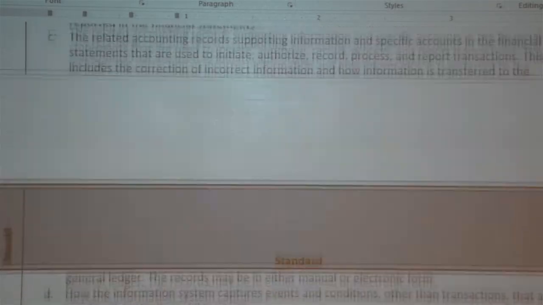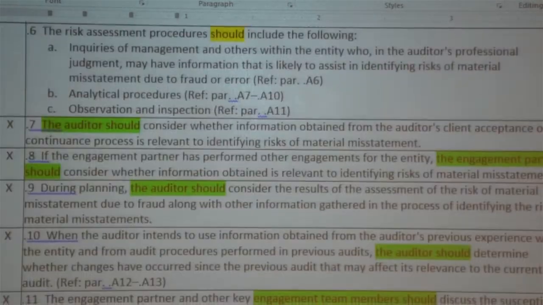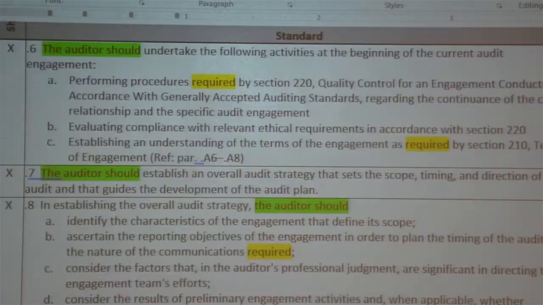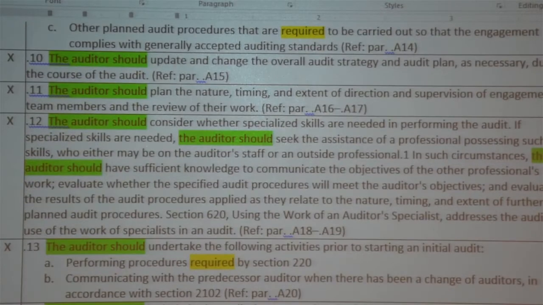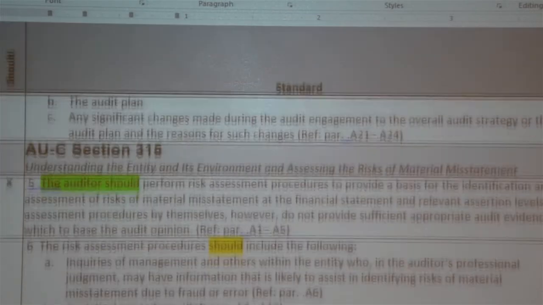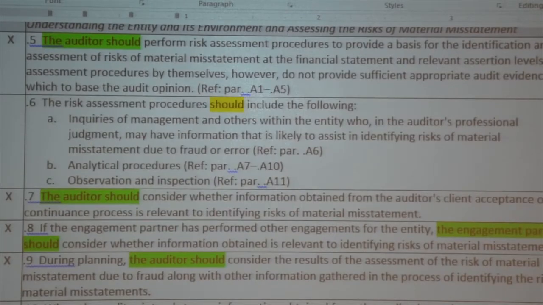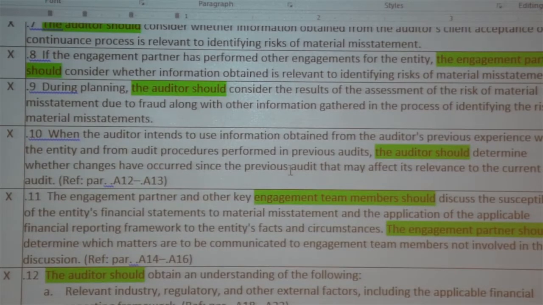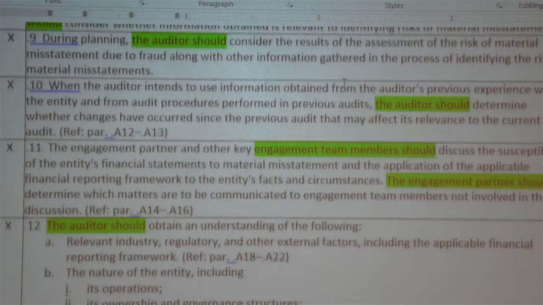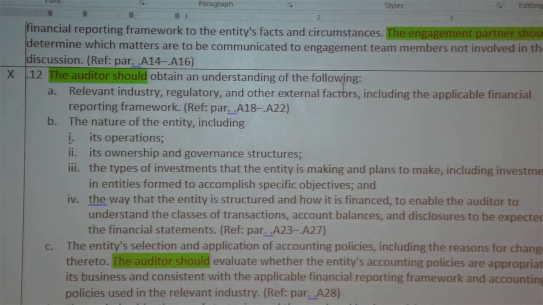Now, if I were just to start here at 315 on the paragraphs, this 315 is probably one of the longest ones. Well, that's not 300. Where did I cross 300? Somebody yell at me when I... Okay, here we go. Risk assessment procedures should do the following. Inquiries of management should consider whether information obtained is great. Engagement partner has performed other engagements for the entity, blah, blah, blah.